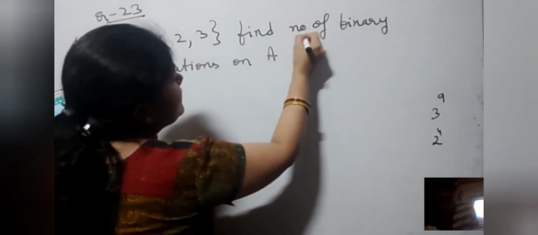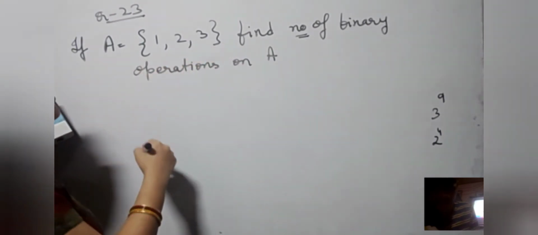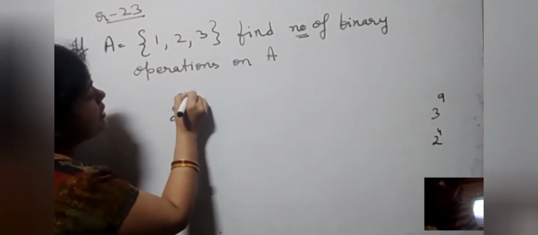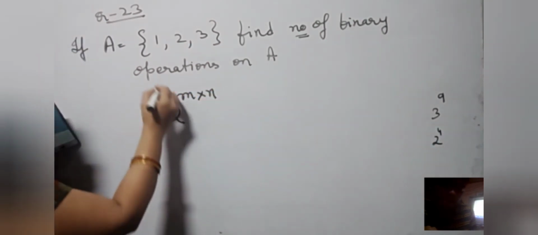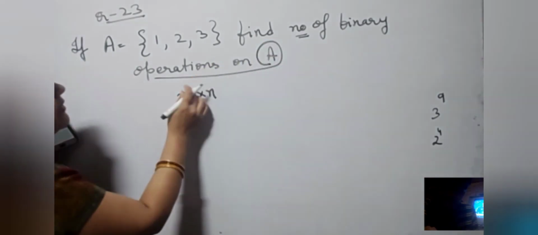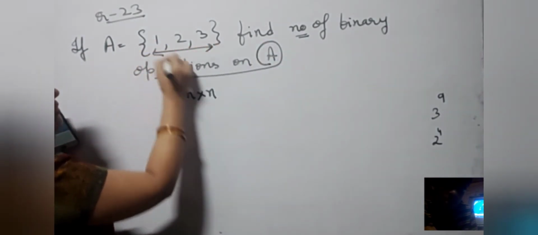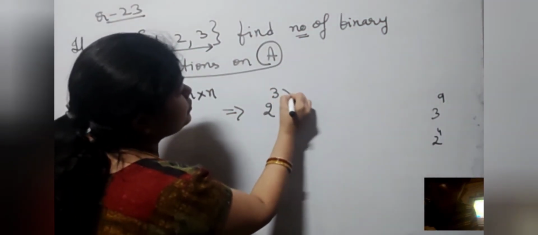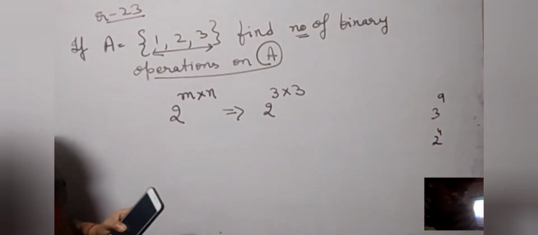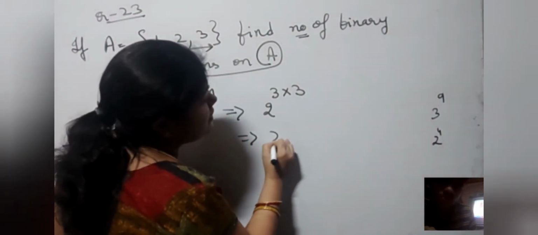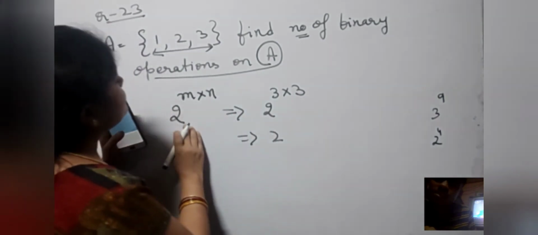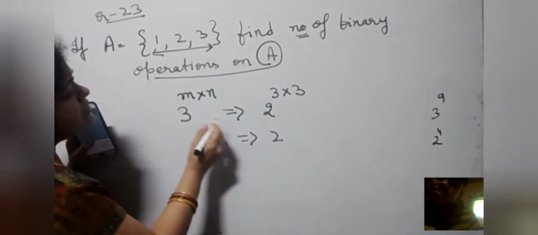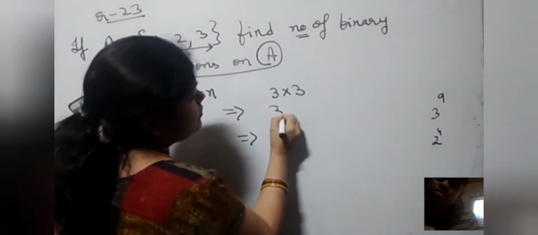Now, number of binary operations. The formula for that is 2 to the power m into n. Now, operation on A. That means we have 3 numbers. So, 2 to the power 3 into 3. Clear? Sorry, that means 3 to the power 9. Number of elements is 3, so 3 to the power 9.